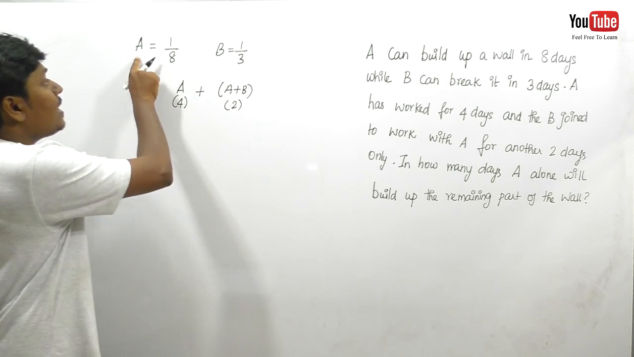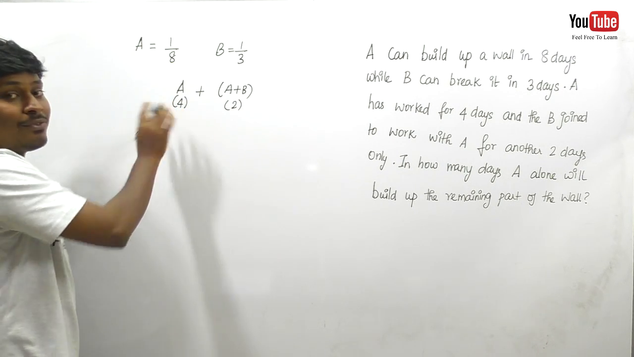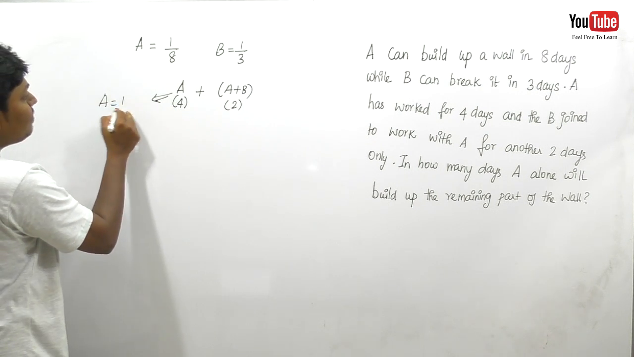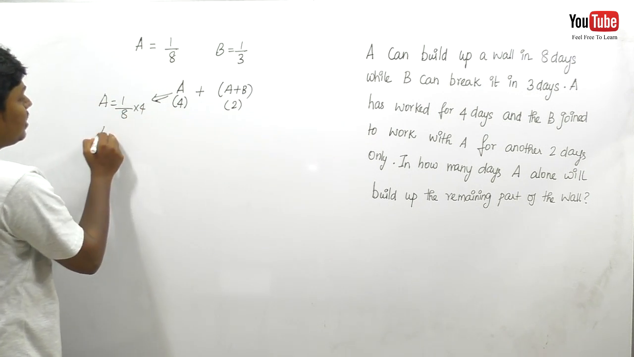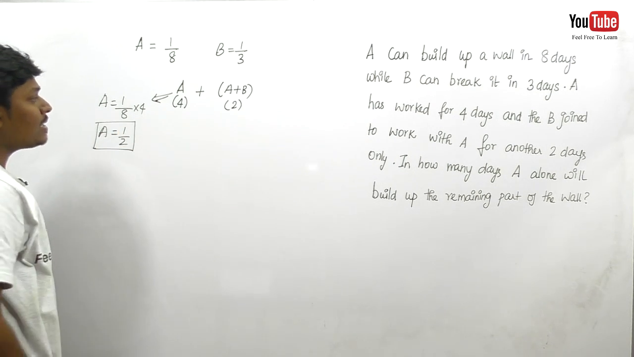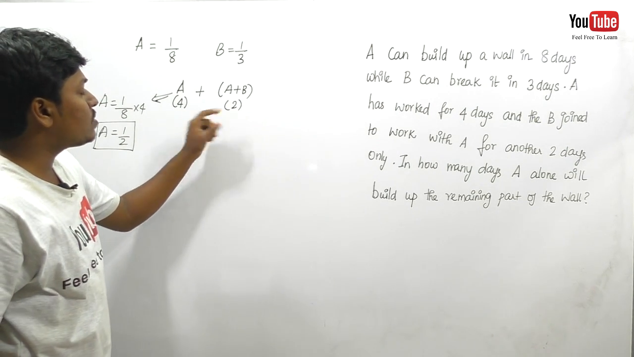We know that A can complete the work in 8 days. We need to find A's 4-day work, and we can clearly say that A equal to 1 by 8 into 4, that is 1 by 2. Friends, got it? So in 4 days, A completed 1 by 2 of the work. Then they have said that A plus B is working for 2 days.